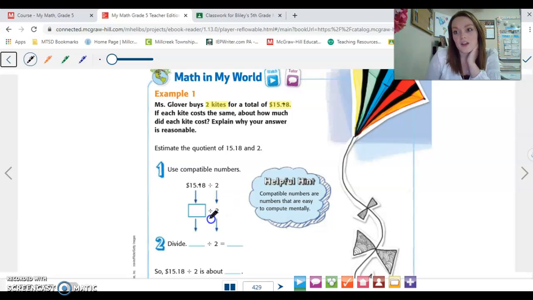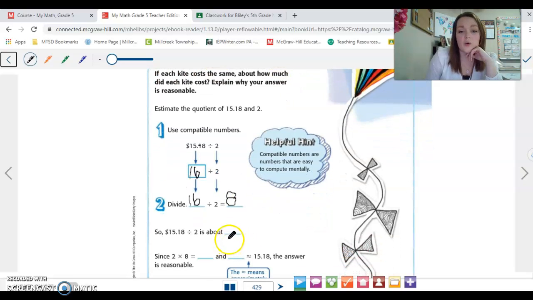Is $15.78 closer to 15 or is it closer to 16? 16. And then we are going to divide by 2. Remember, always, multiplication is the opposite of division, so you can think in your mind and do it backwards. And do 2 times what gives me 16. 2 times 8 gives me 16. We're going to bring down that 16. So $15.78 divided by 2 is about $8.